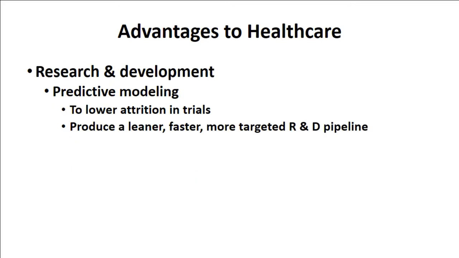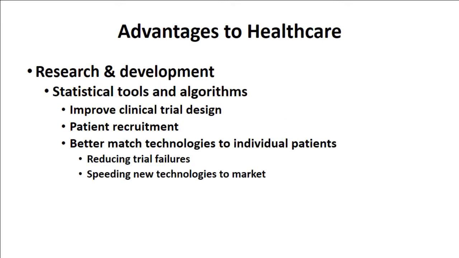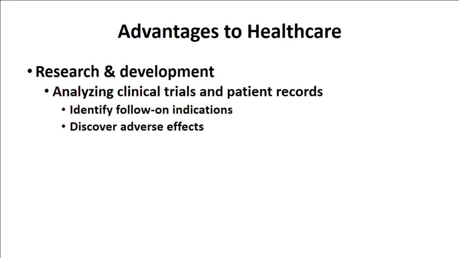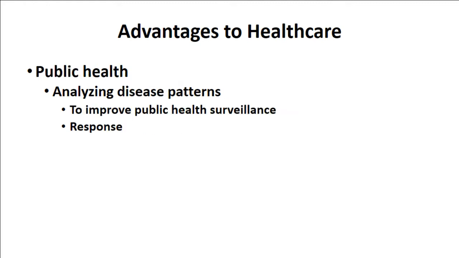Big data can help us potentially within research trials lower attrition from trials and produce leaner, faster, better trials by using predictive modeling. We can also improve overall our trial design. This may lead to better patient recruitment and retention, and reduce trial failures and speed new technologies to market by using statistical tools and algorithms. We may be able to, within trials, identify follow-on indications or discover adverse events more quickly using analysis of clinical trial data and patient records.